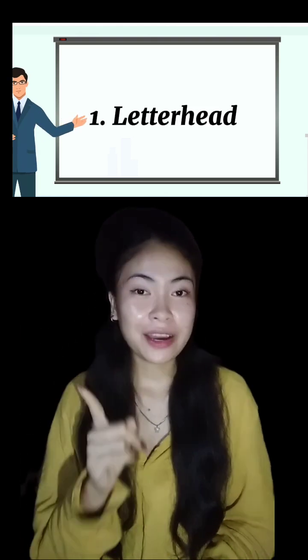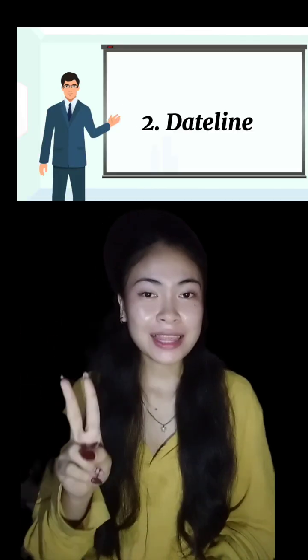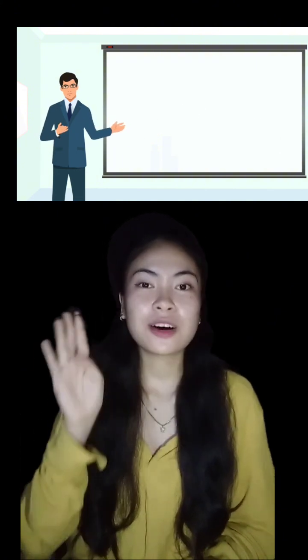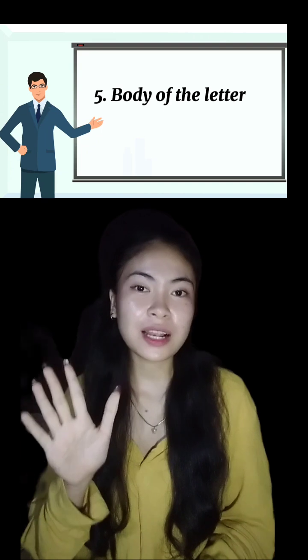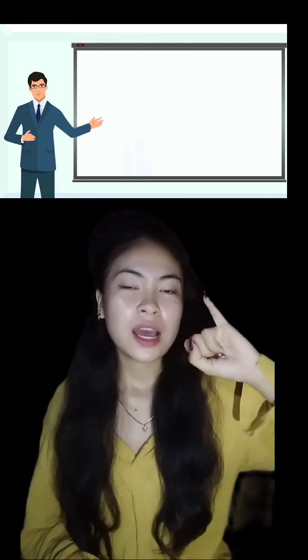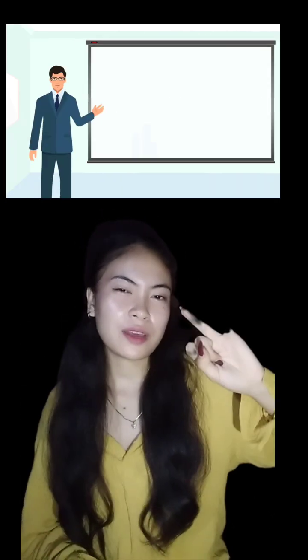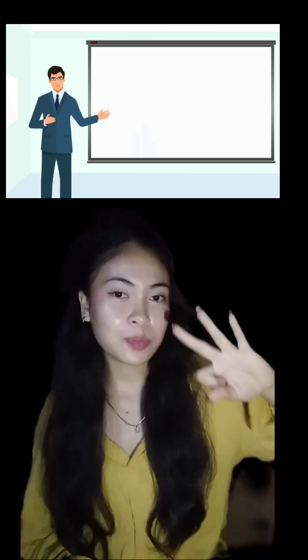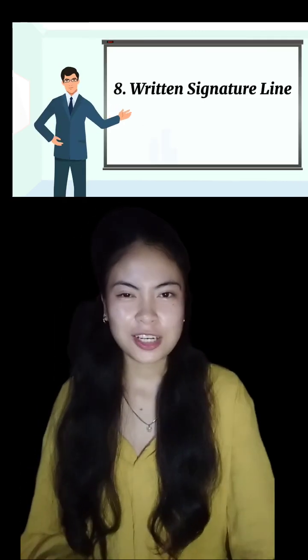So that all concludes my part. Again, we have 8 basic parts of a business letter. First, we have letterhead. Second, date line. Third, inside address. Fourth, salutation. Fifth is the body of the letter. The sixth is the complementary clause. The seventh is the signature line. And the eighth part, the last part, is the written signature line.